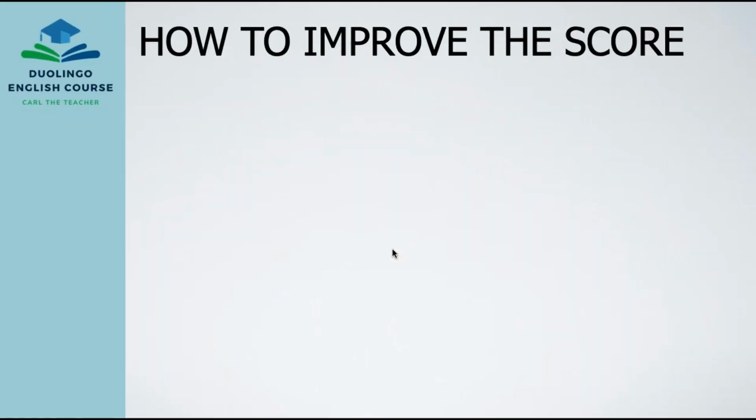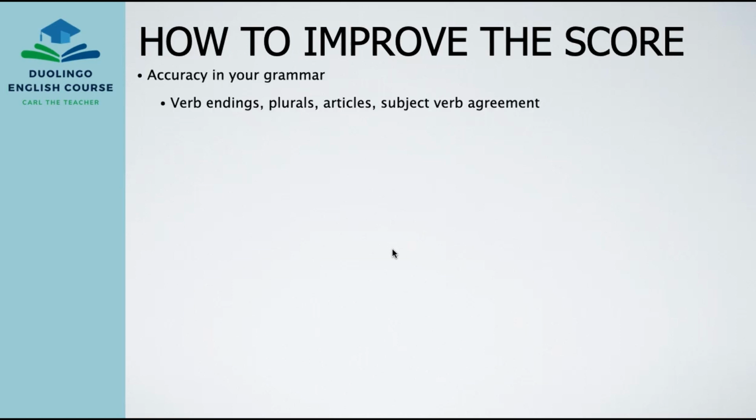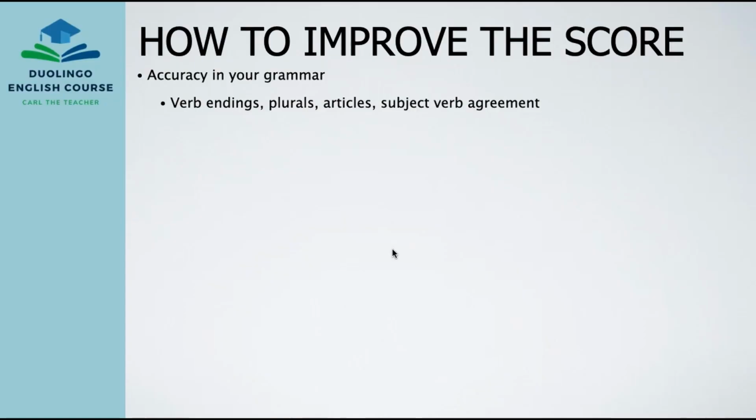So, how to improve your score on this task? So, accuracy in your grammar, as I explained. So this would involve aspects such as having the correct verb endings, in terms of pronunciation, because for example past simple is pronounced with a d or a t or an id sound. Also having plurals here, so making sure that you don't forget the plural s on some nouns, the correct articles, and also the correct subject verb agreement. So for example, he says, I say, this kind of thing, having the correct verb that matches the subject.